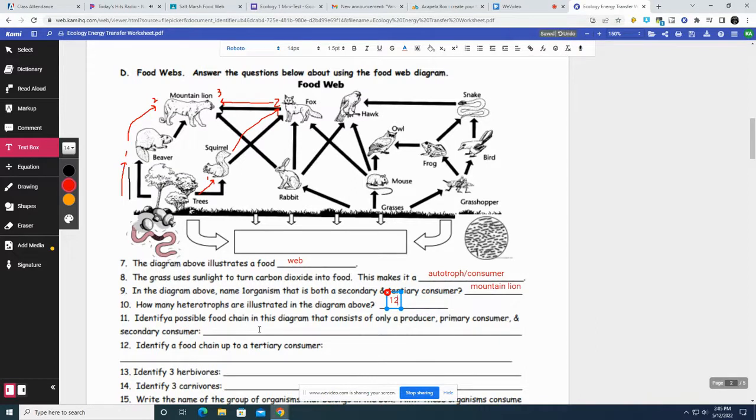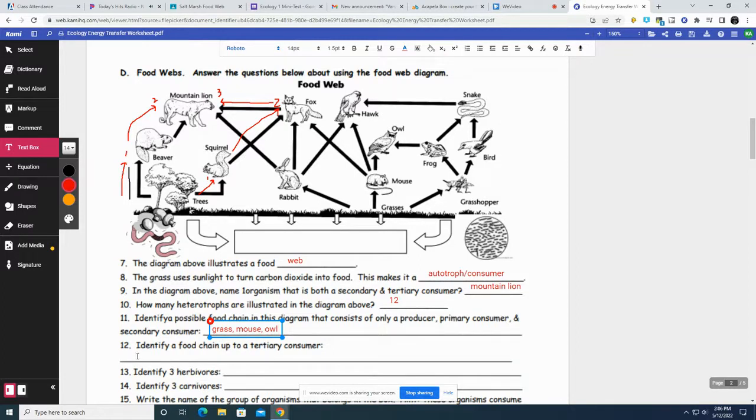Identify a possible food chain in this diagram that consists of a producer, primary consumer, and a secondary consumer. All right, so producer, we can go grass. There's your producer. Gets eaten by mouse. There's your primary consumer. That gets eaten by the owl, which would be the secondary consumer.